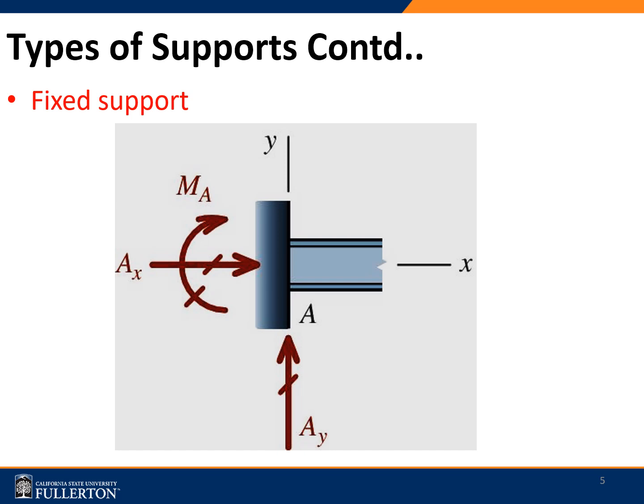And then we have the fixed support. A fixed support prevents both the translation as well as the rotation at the supported joint. So the fixed support provides reaction forces to the beam in the x and y directions as well as a reaction moment in the z direction. This type of support is also termed a moment connection.